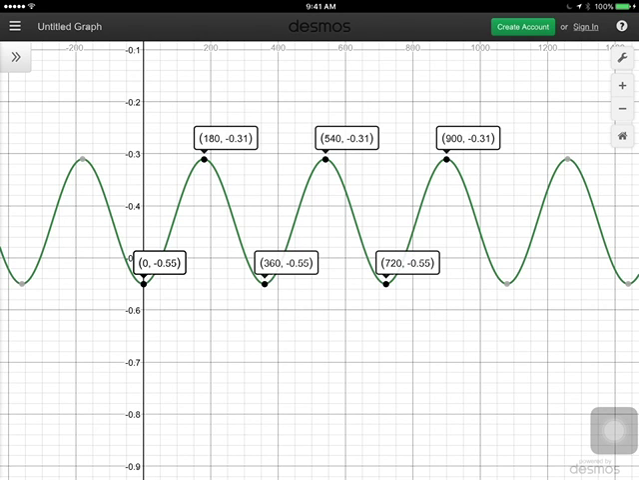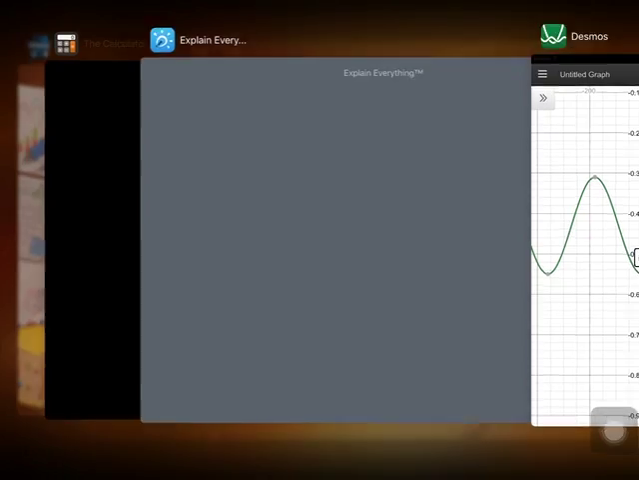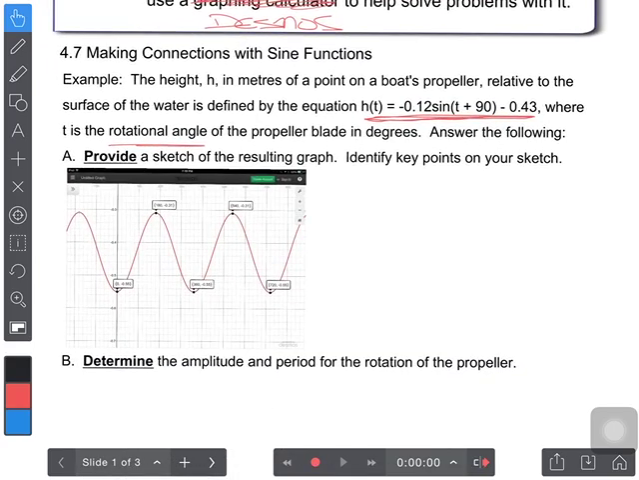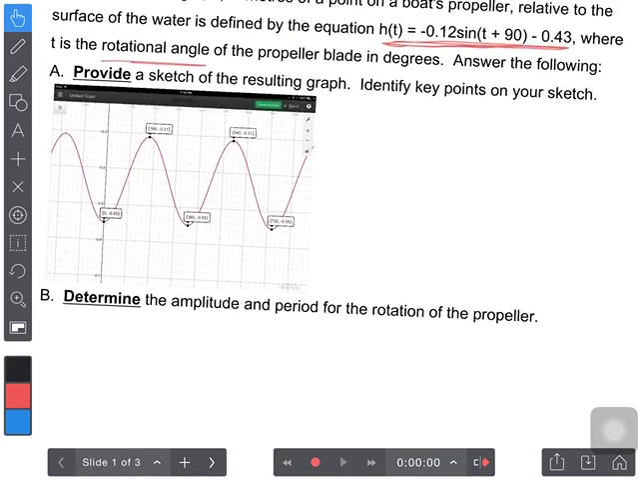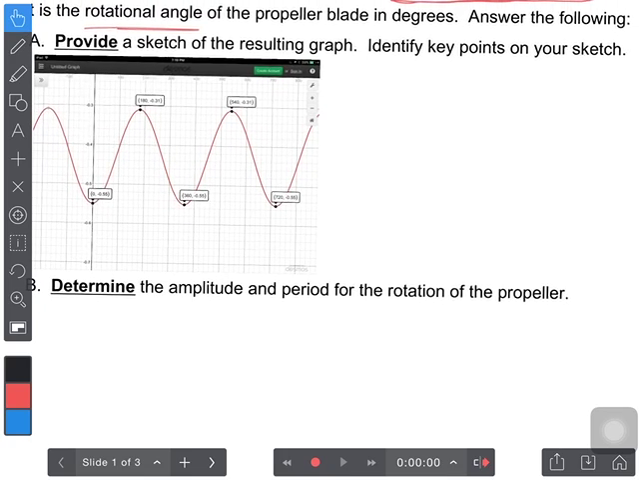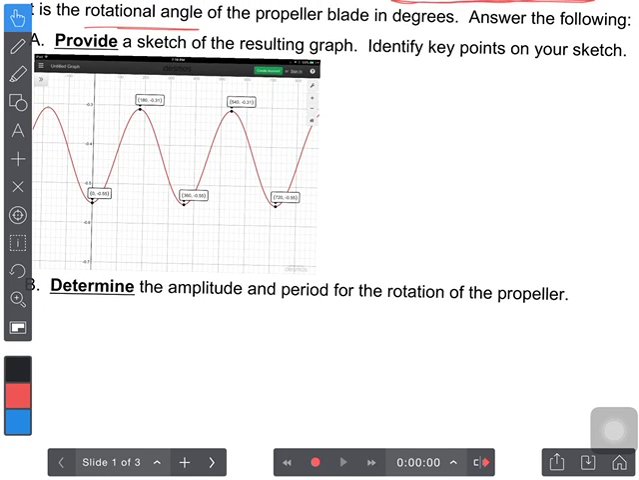The A part in the question though, if we go back to the note, it's going to say provide a sketch. So what I've done already, I've taken a screenshot and inserted it here because I wanted to be able to talk about what's expected when you go to write the homework or the tasks. All I want you to do is provide a sketch. So what you're going to do is provide me with a graph that looks like this. So here's my x values, here's my y values.